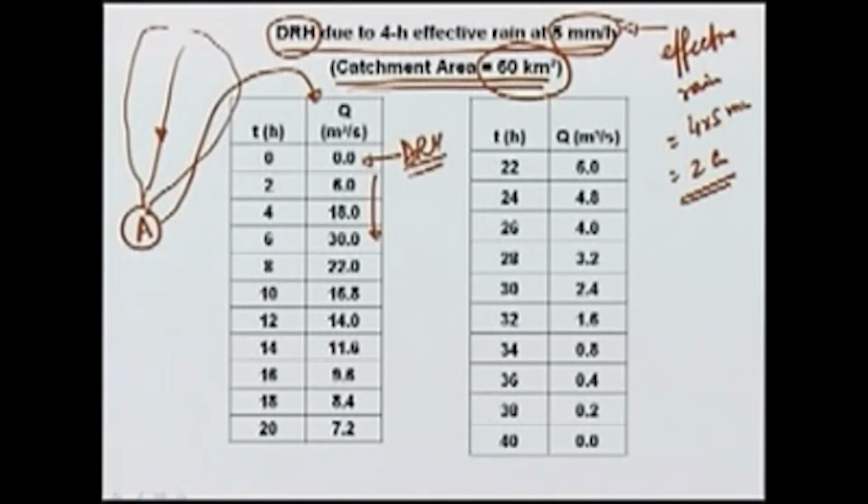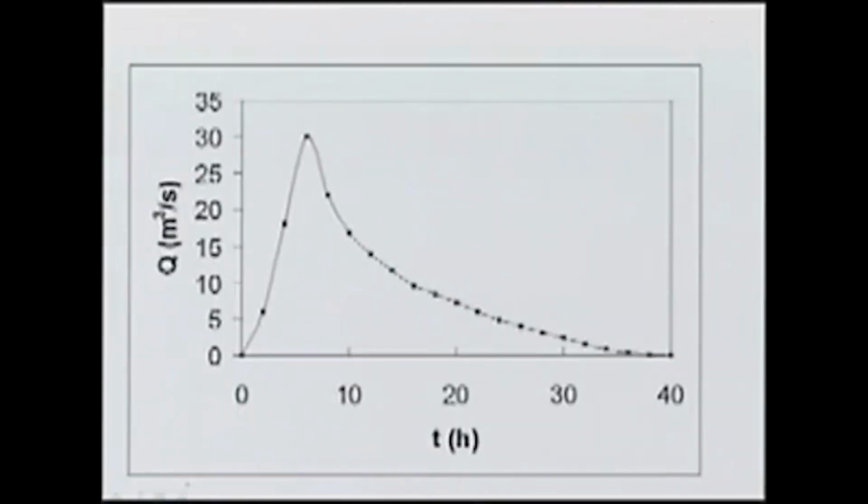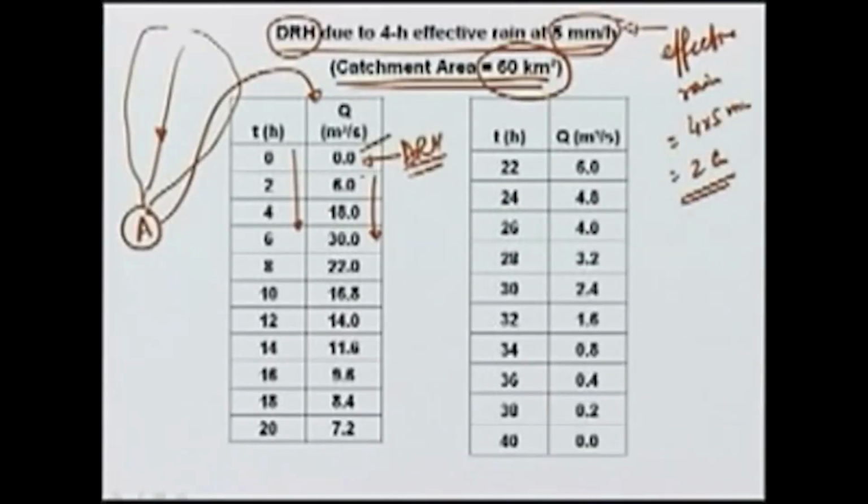So, in this case we have taken data at equal spacing of 2 hours. So, every 2 hours we have measured the discharge at the point A and listed that in this table. A plot of this DRH is given here. So, we can see that it starts from 0, 6, 18, 30. So, 30 is the peak discharge.